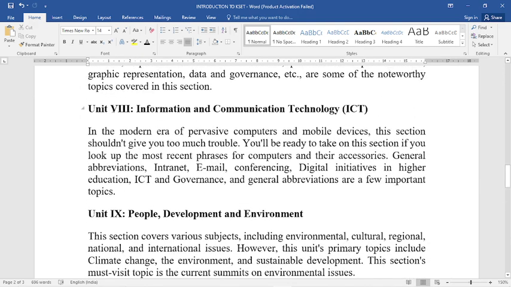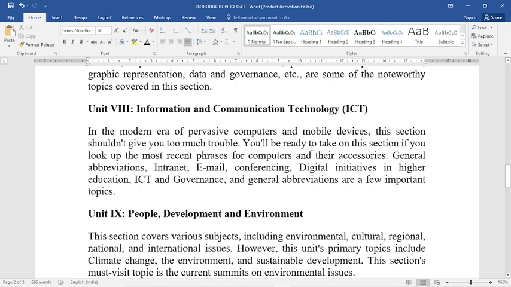Now we'll move to the next one, unit 7, information and communication technology, ICT. This one completely refers to technology and computers. The modern era of pervasive computers and mobile devices means mobile computers and mobile devices which are not fixed. They can move from one place to another, like our mobile phones. This section shouldn't give you too much trouble.